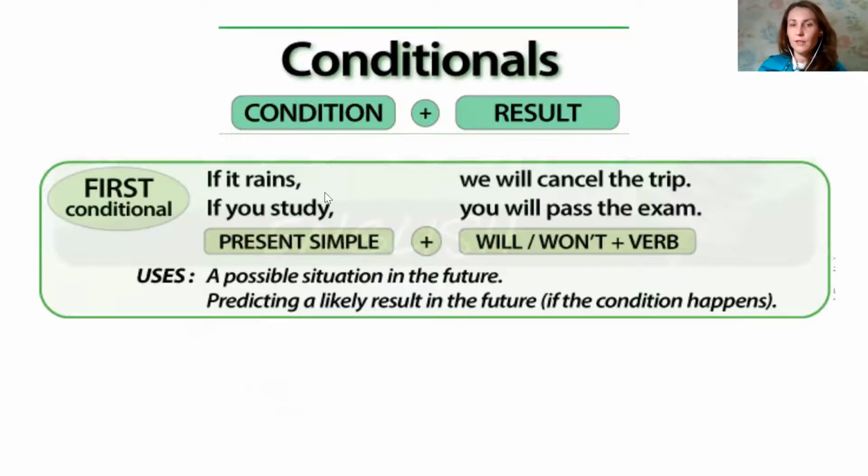So if it rains, we will cancel the trip. If you study, you will pass the exam. The same formula, you remember, if plus subject plus present simple. And then in the main clause, you have to put subject, will or won't plus verb. So this is a possible situation in the future and very, very likely to happen.